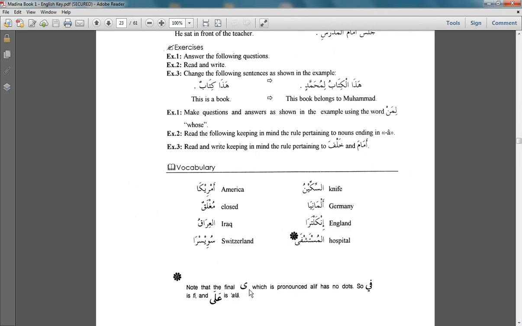Note that the final ya, which is pronounced alif, has no dots. So fi is fi and ala is ala. So this one, it doesn't have dots because it's pronounced ala with an alif. But this one does have dots because it's pronounced as a ya.